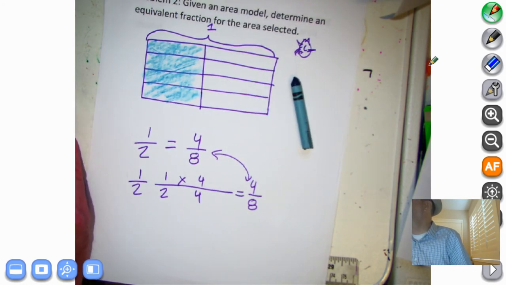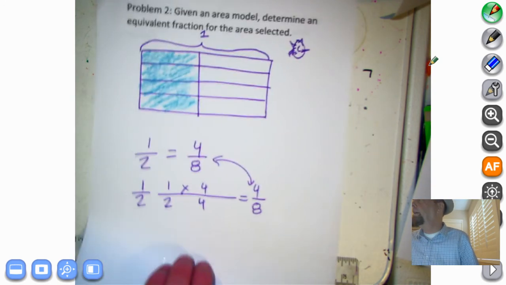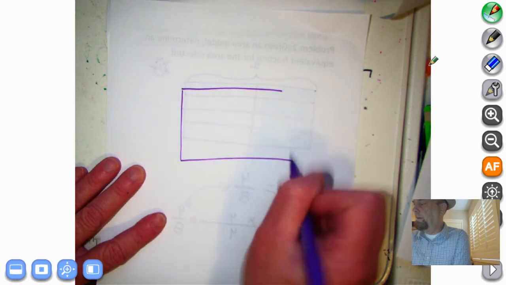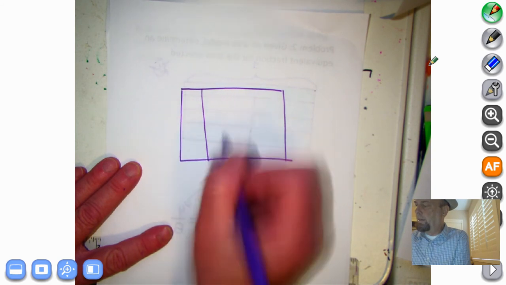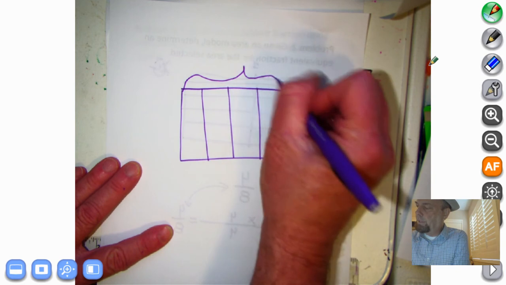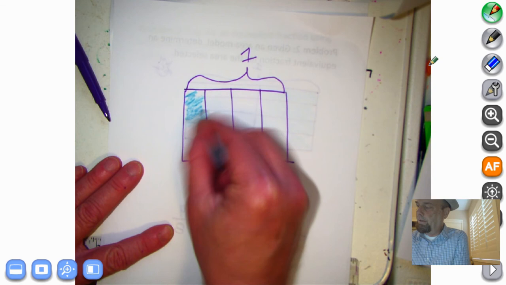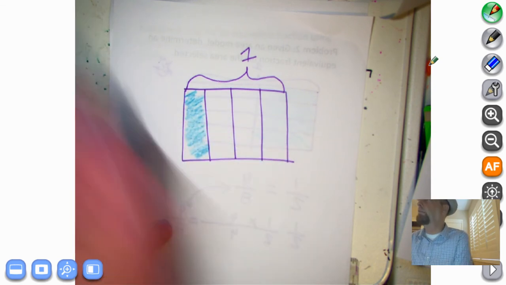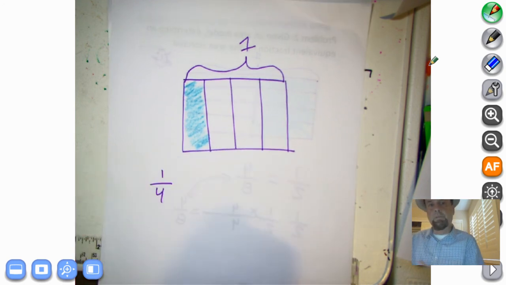We're going to do this one now. Another diagram. We're going to go like this, and this, and this, and there we go. I'm going to break this into 4 parts. 1, 2, 3, and 4. Remember, this diagram just represents the number 1. And we're going to shade one of the 4. And what does that equal? Well, it equals 1/4.